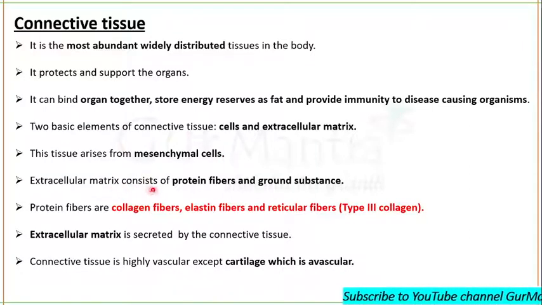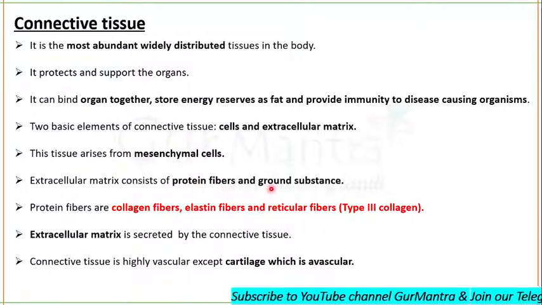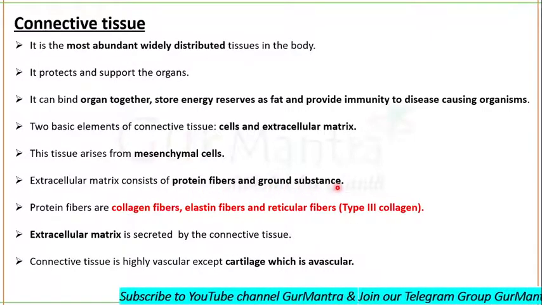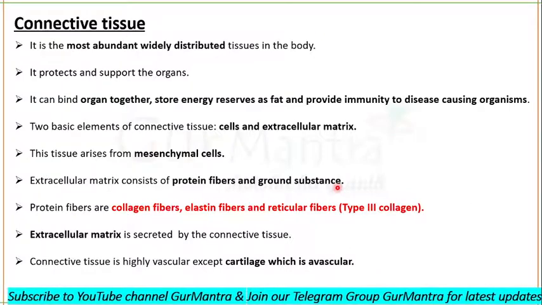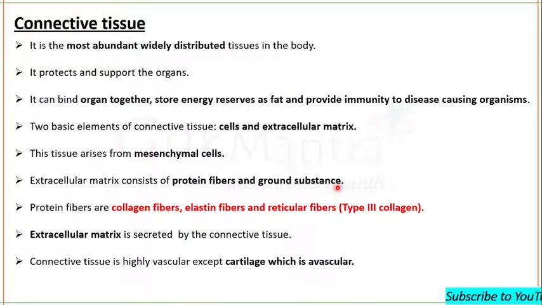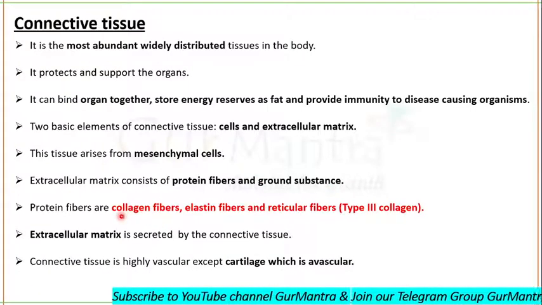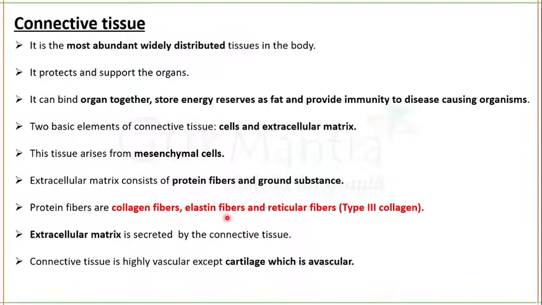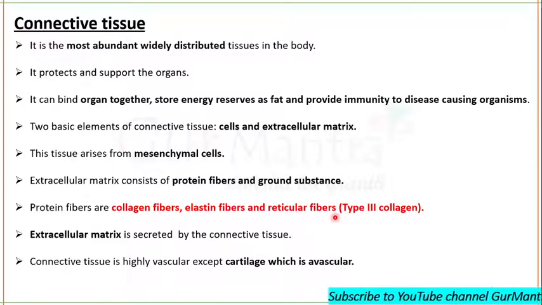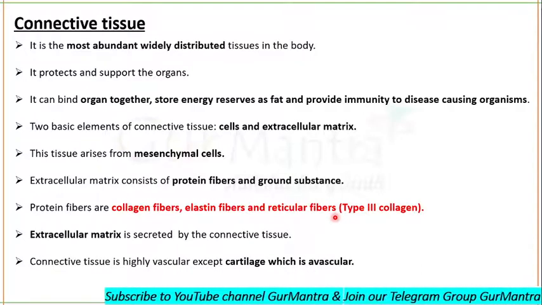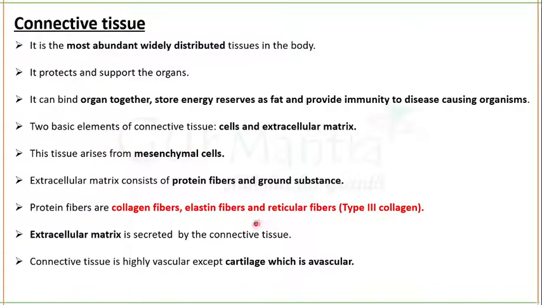Extracellular matrix consists of protein fibers and ground substance. What does extracellular matrix consist of? It consists of protein fibers and ground substance. And these protein fibers are collagen fibers, elastin fibers and reticular fibers. Reticular fibers are exactly type 3 collagen fibers. Extracellular matrix is secreted by the connective tissue itself.